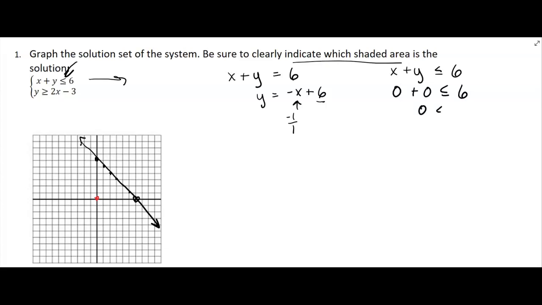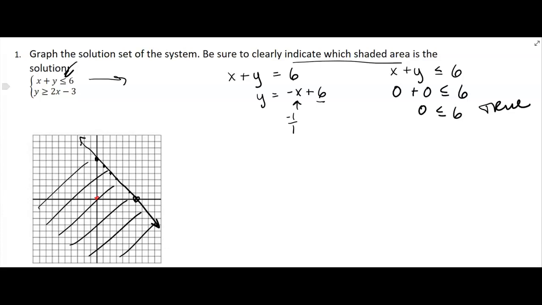0 plus 0 is 0. Is 0 less than or equal to 6? That's the question. True or false? 0 is less than 6. True. Then that means we're going to shade this side of the line. Okay, great. Now, this is a system, so we are not just doing one line. If we were just doing that top line, we'd be done. But we need to do the bottom line.